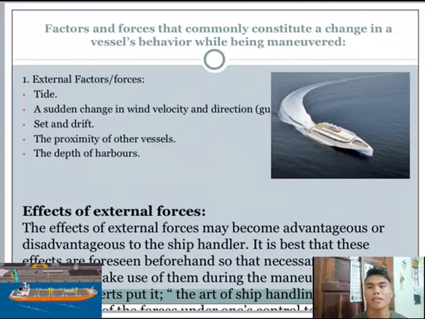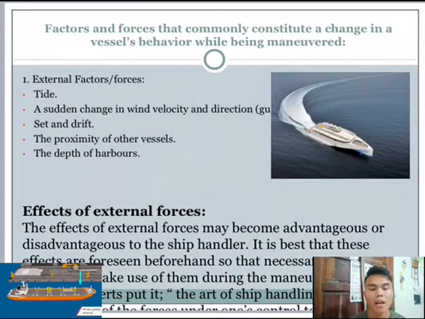Factors and forces that commonly constitute a change in a vessel's behavior while being maneuvered. External factors and forces: tide, a sudden change in wind velocity and direction, set and drift, the proximity of other vessels, the depth of harbors.